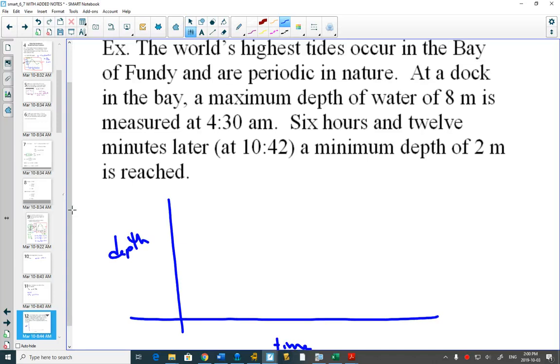In this example, they tell you where a maximum is and where the minimum is. So if we draw a picture or a graph of what's happening, again, we're going to put time down here and depth here. At 4:30 a.m. we have a maximum of 8. So I'm going to put 8 up here as a maximum. How should I put 4:30 a.m. on my time?